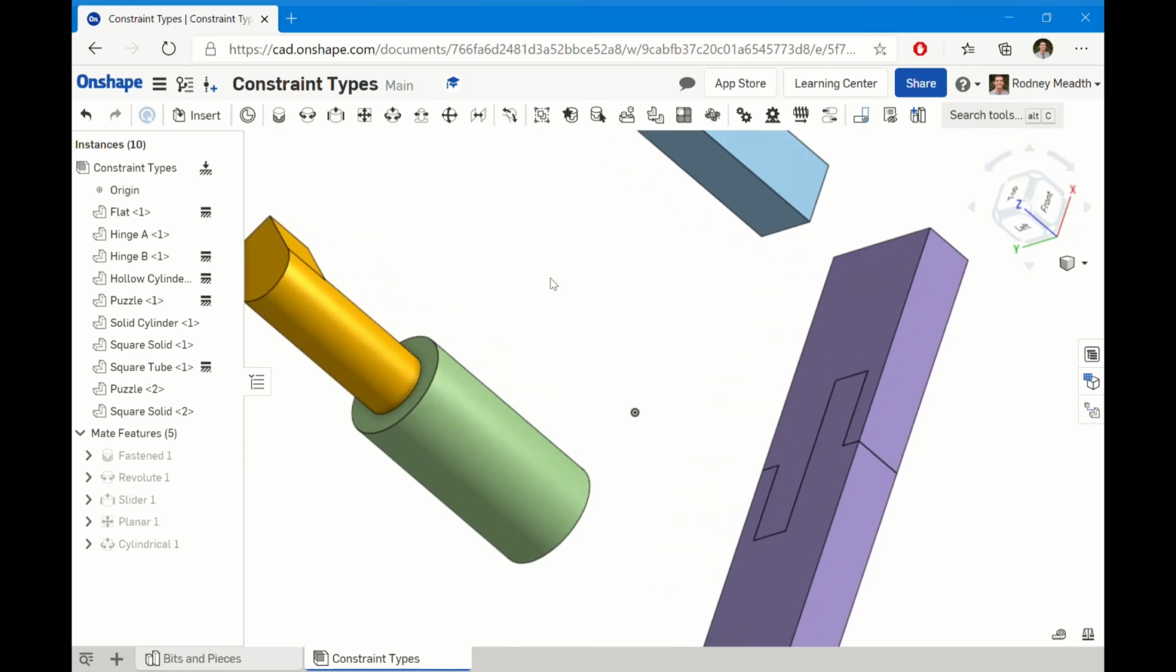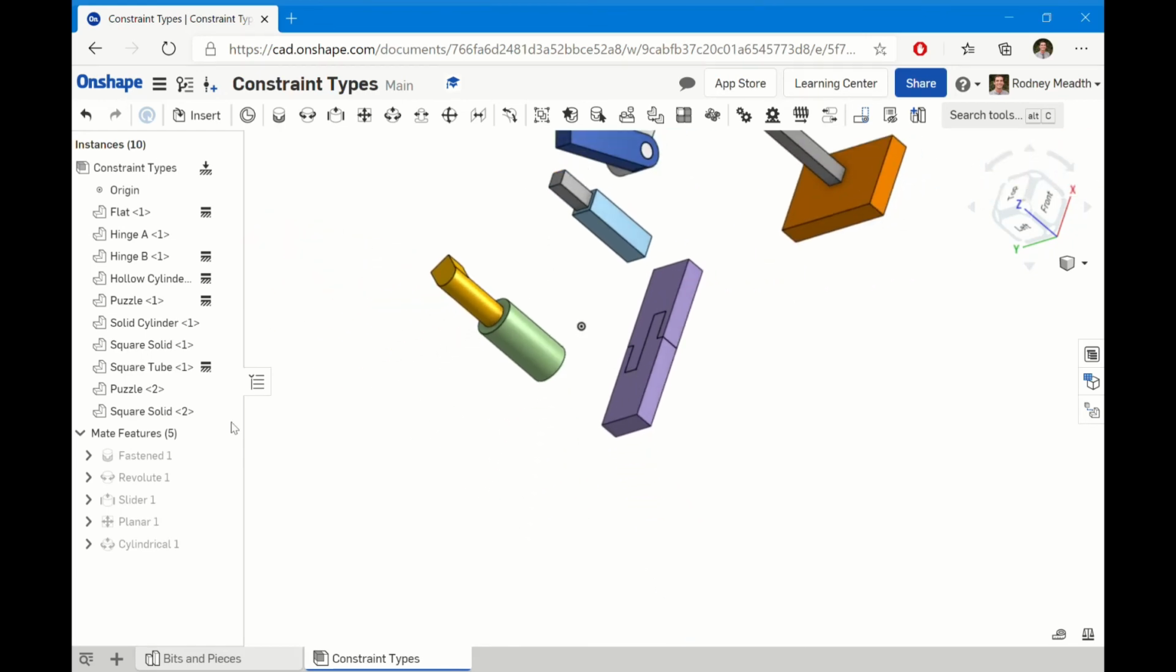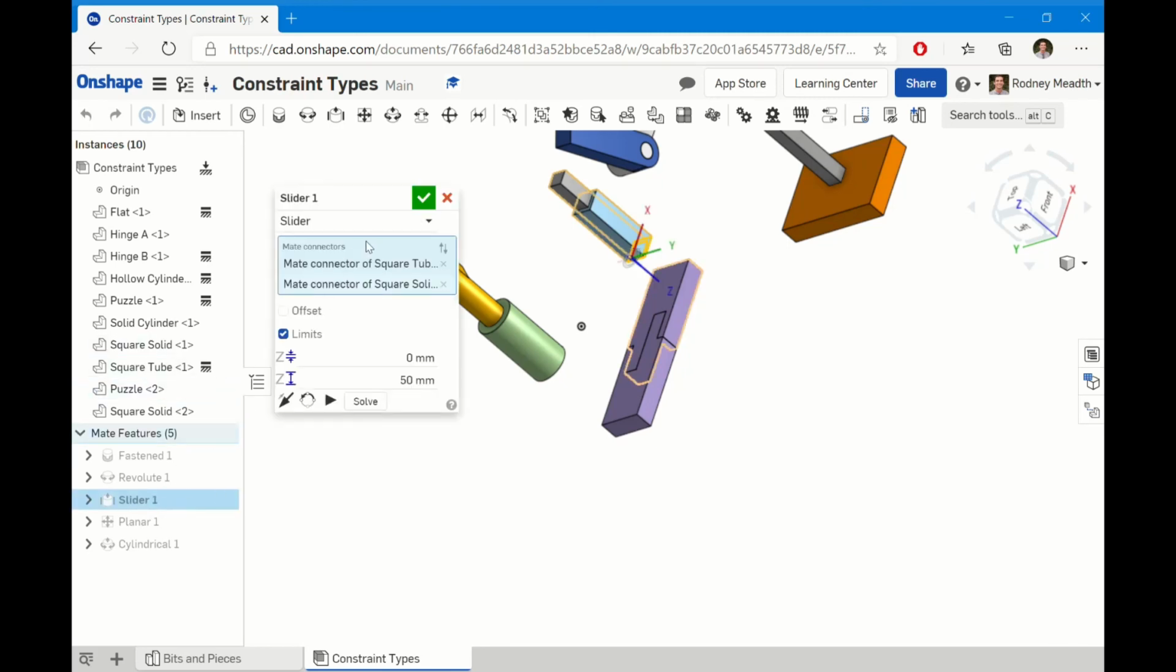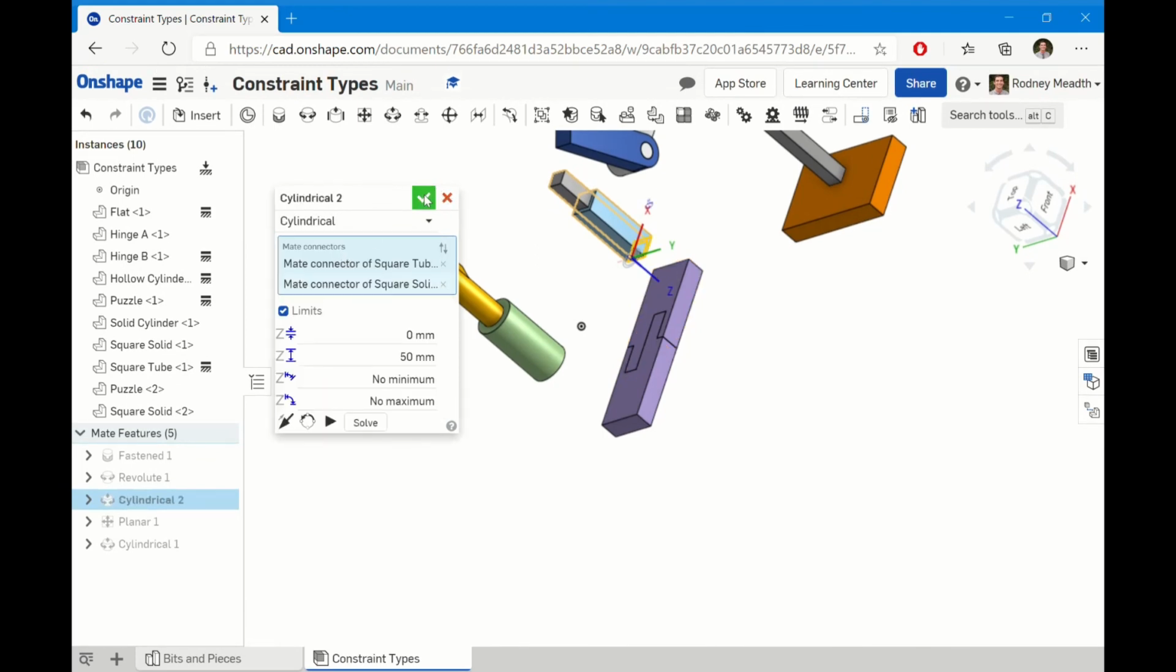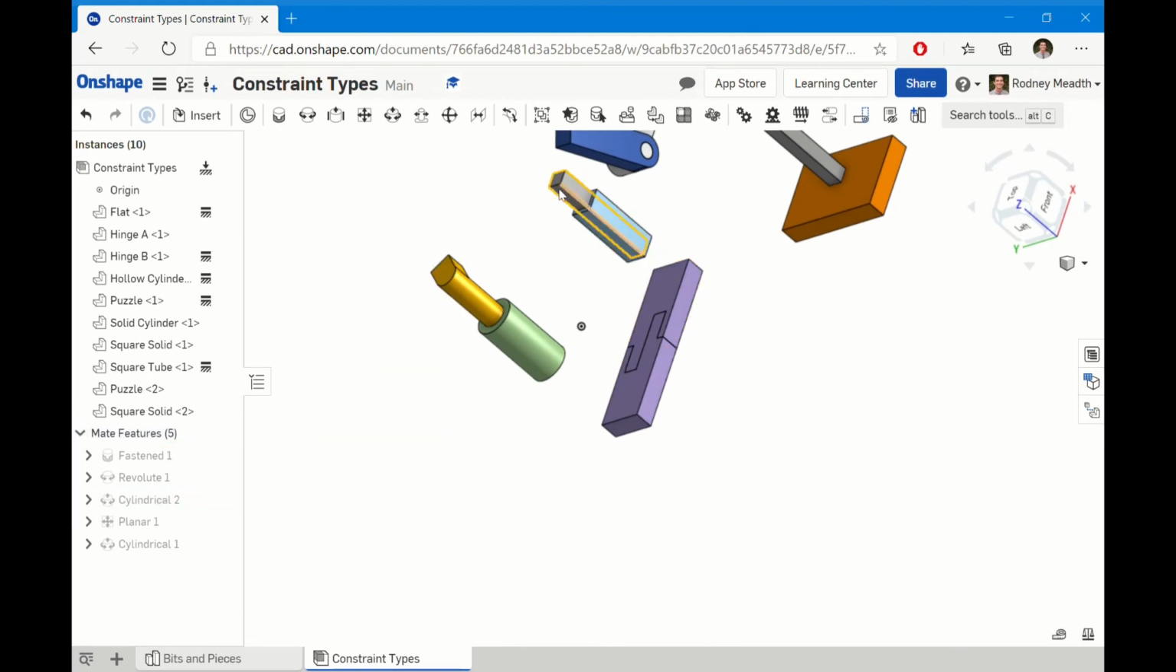Now, we would not have wanted this. Like, let's say I went back to the slider one here. Let's say I change that to be cylindrical. Look at that, now it actually does weird things. We don't want that at all. So we are going to undo. And I think I'm back to how I had it.